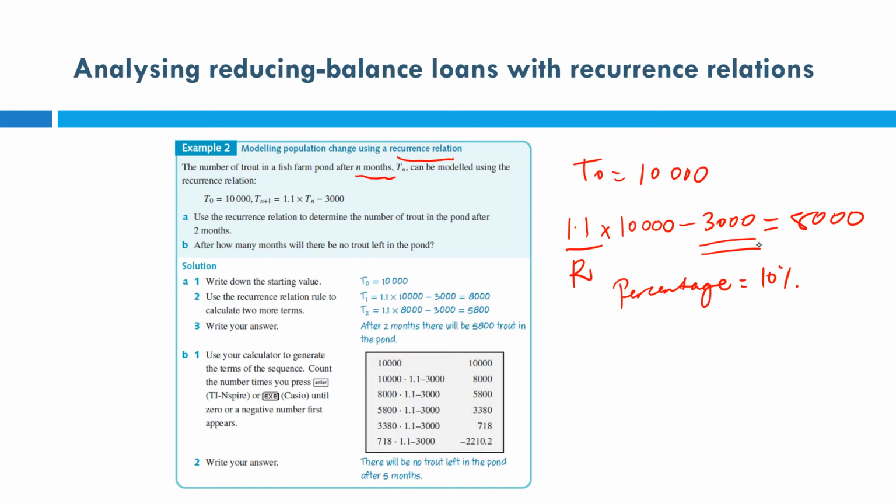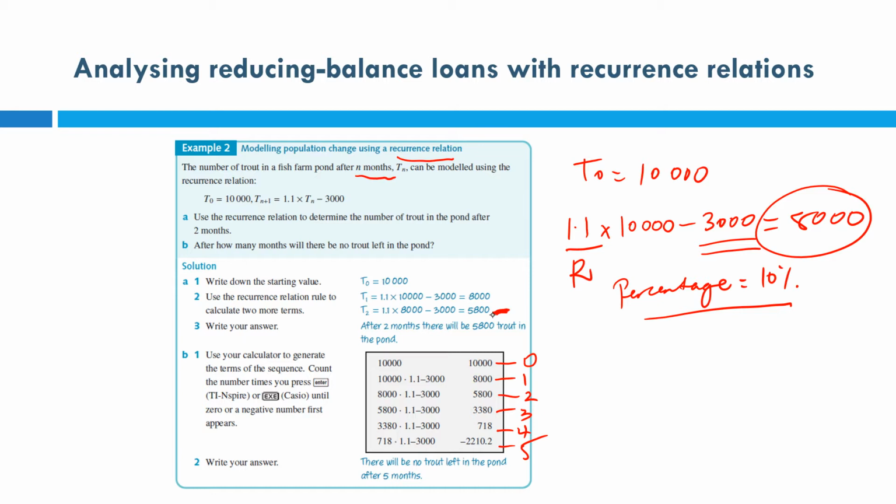So the question there asks us to determine the number of trout that are in the pond after 2 months. So if we use that recurrence relation, we've started at 10,000, then we've said that answer is multiplied by 1.1, which is capital R, and then we're taking out 3,000. So after 1 month, we have 8,000 trout in the pond. If we repeat that using that 8,000 as our next figure, after 2 months there are 5,800 trout in that pond.